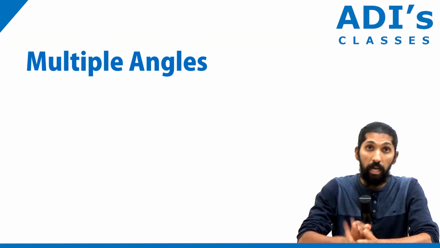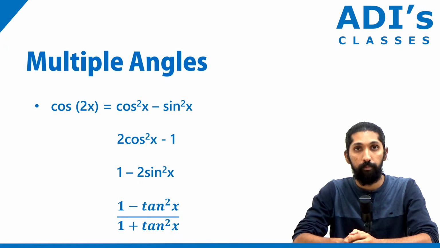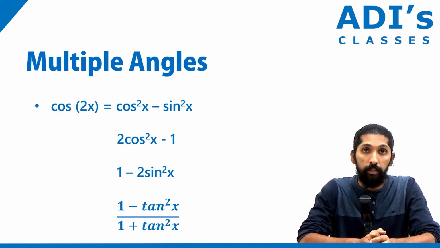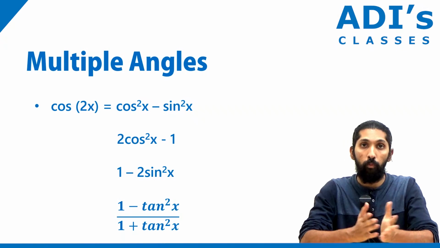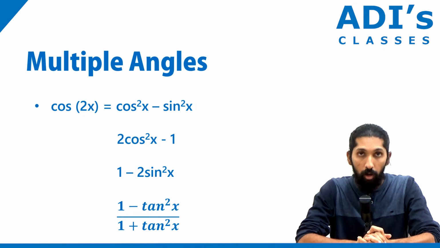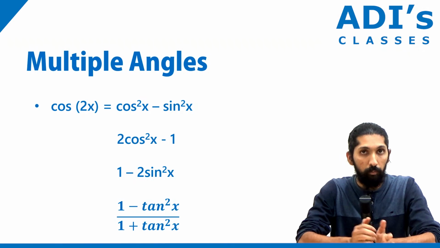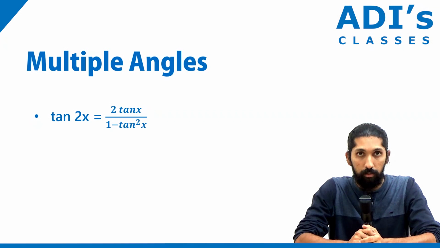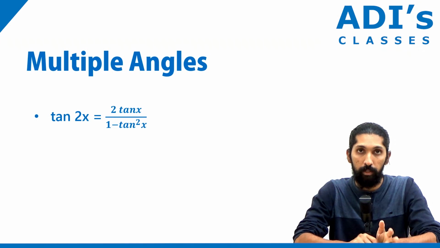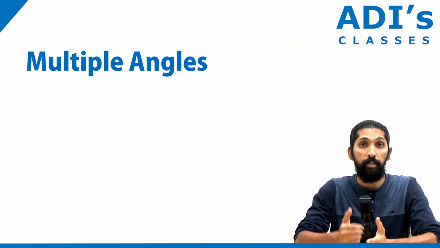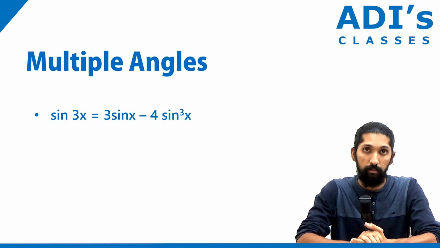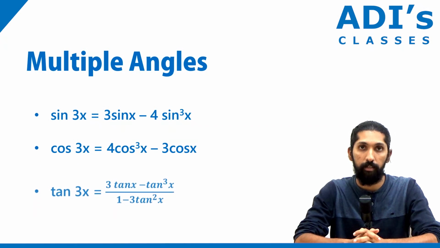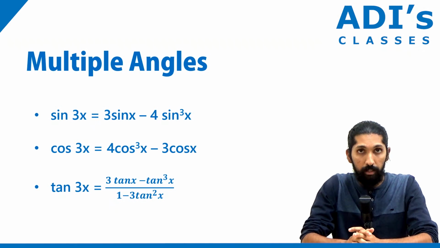Likewise, cos has four formulas: cos 2 theta is cos square theta minus sin square theta, or 2 cos square theta minus 1, or 1 minus 2 sin square theta, or 1 minus tan square theta by 1 plus tan square theta. Whereas for tan 2 theta, there is only one: 2 tan theta by 1 minus tan square theta. Now the next multiple is for 3x, or 3 theta you can call, sin 3 theta, cos 3 theta and tan 3 theta, correct? Now these are multiple angles.